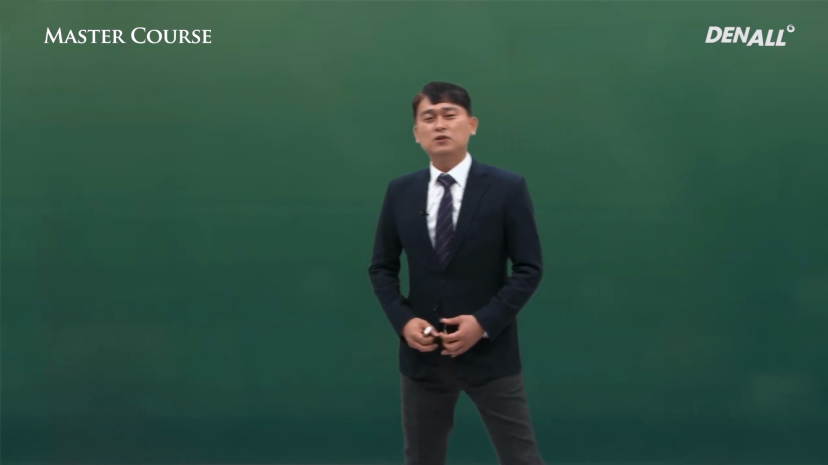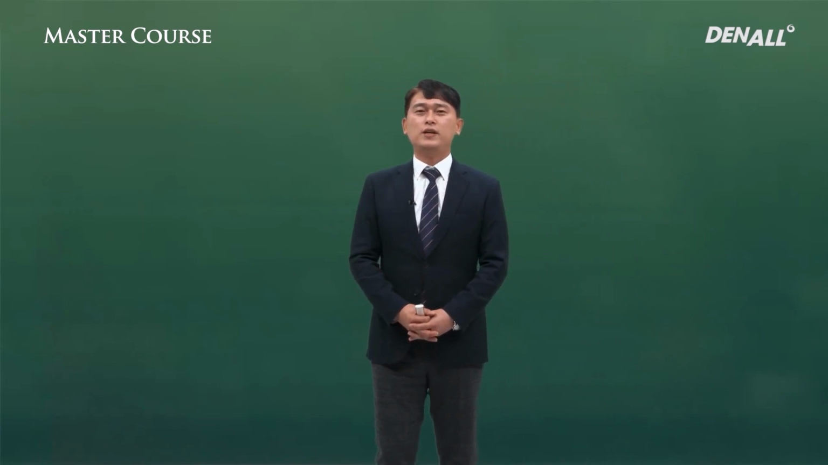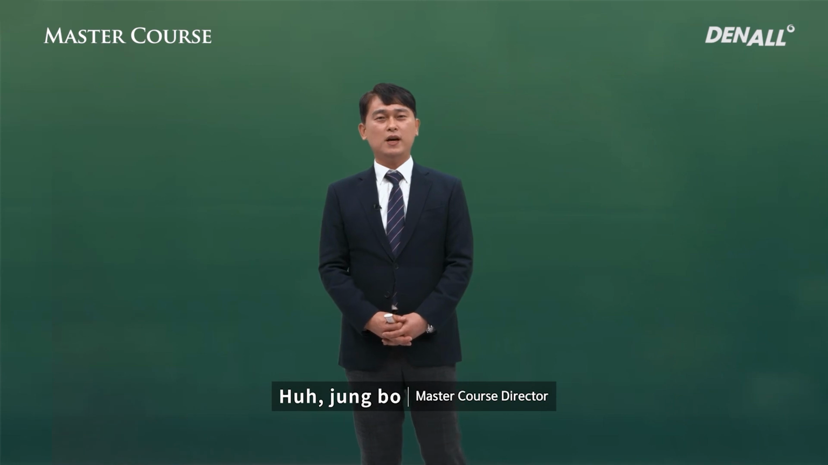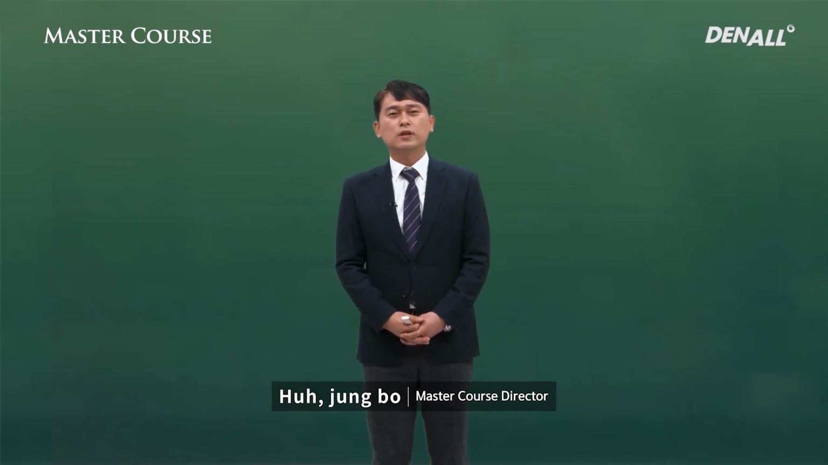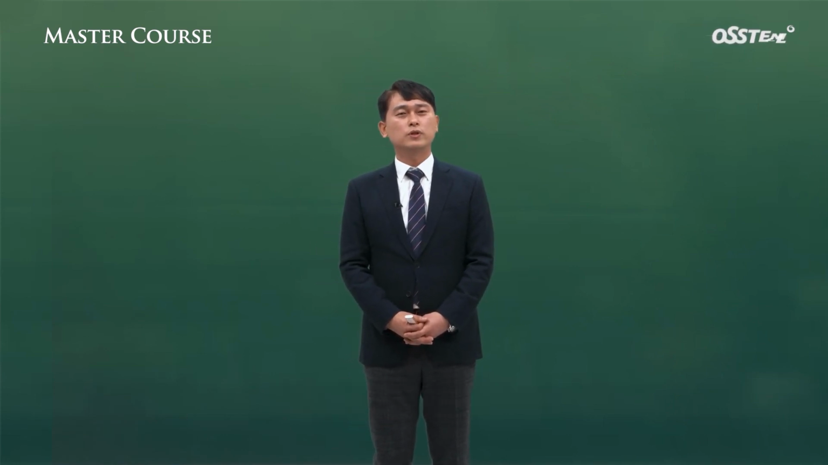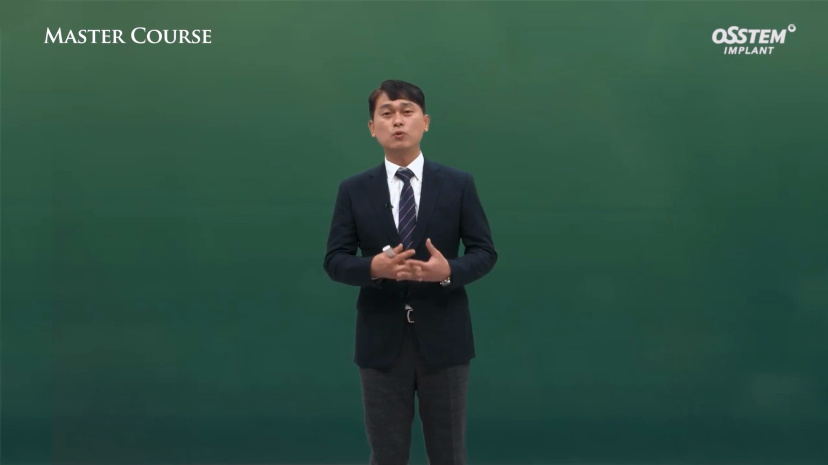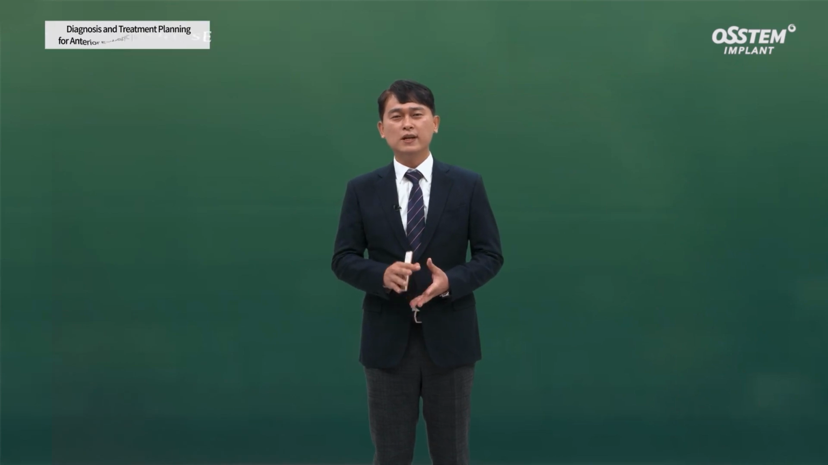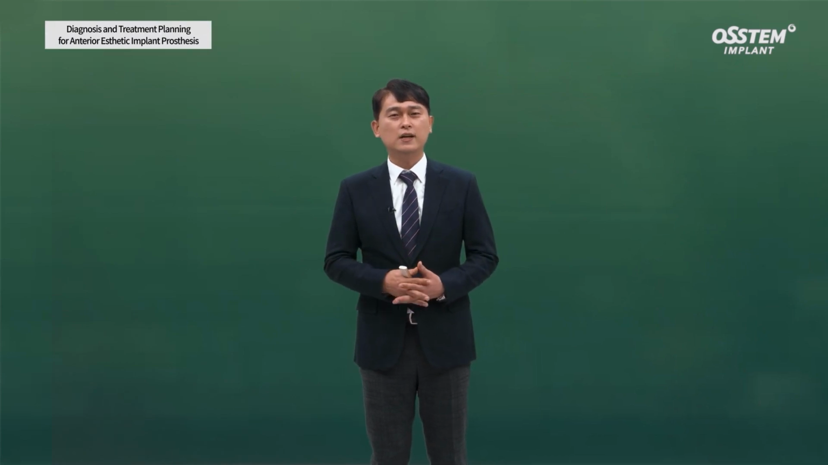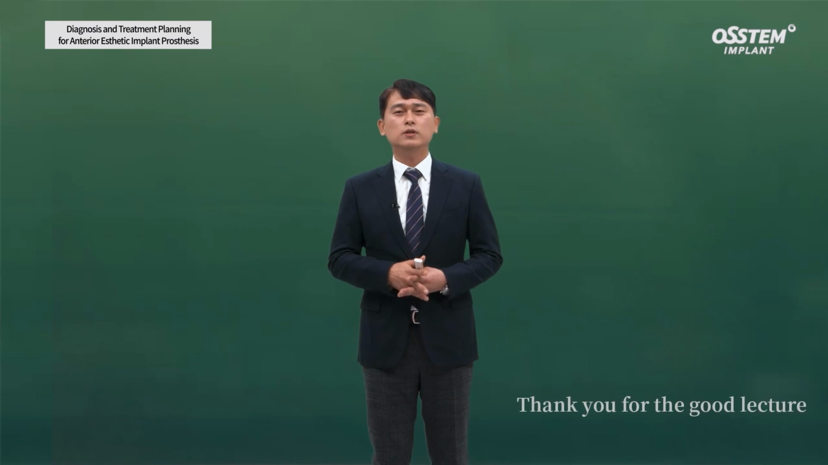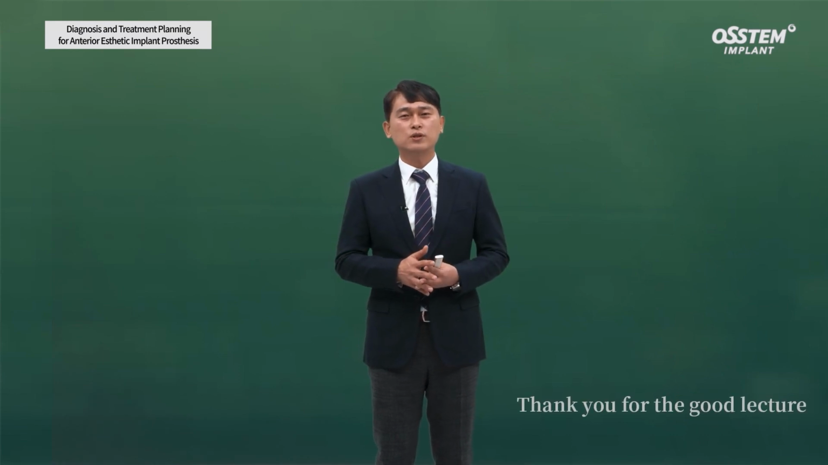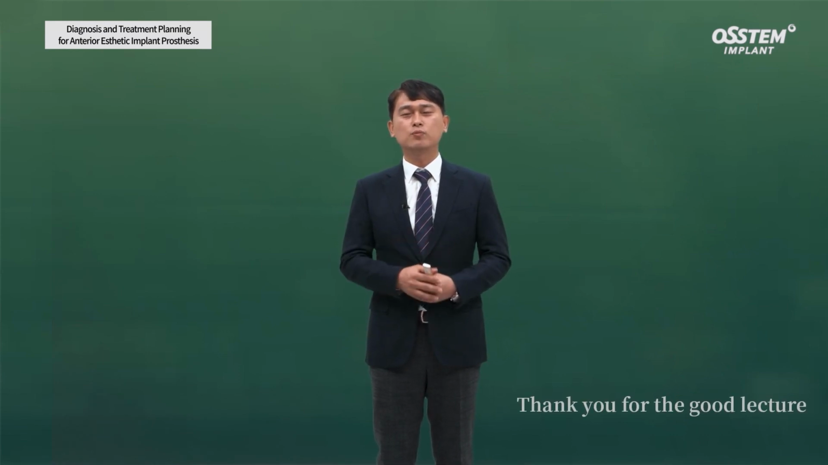Today, I've talked about aesthetic prosthesis for anterior implant placement. You need to have a top-down approach, especially for the anterior aesthetic zone, and you need to do surgery accordingly. Ideally, there will be enough bone and soft tissue, but clinically, that is not always so. I hope you hone your top-down treatment method and succeed in placing implants in the anterior aesthetic zone.